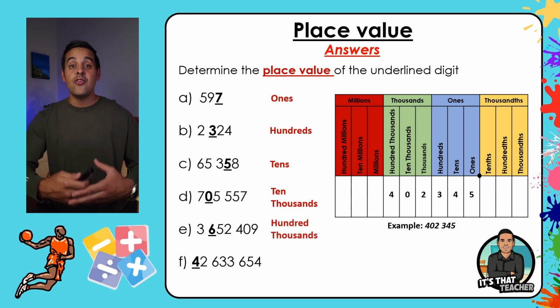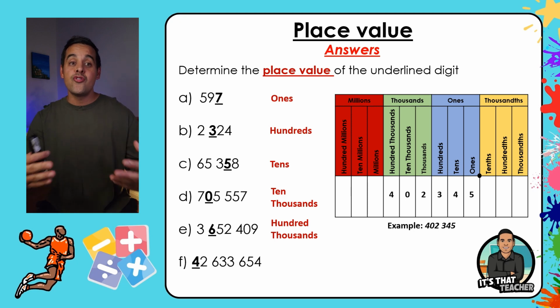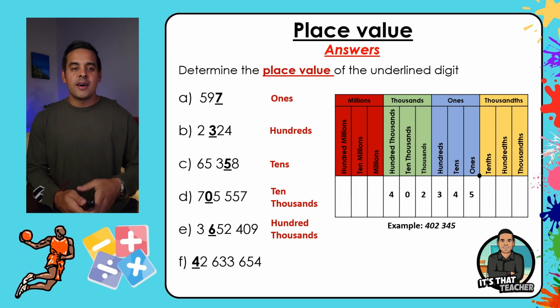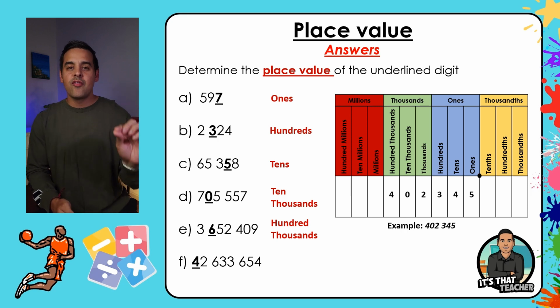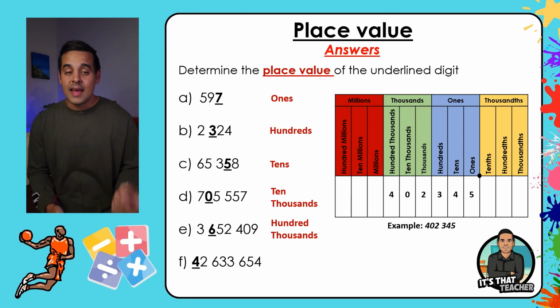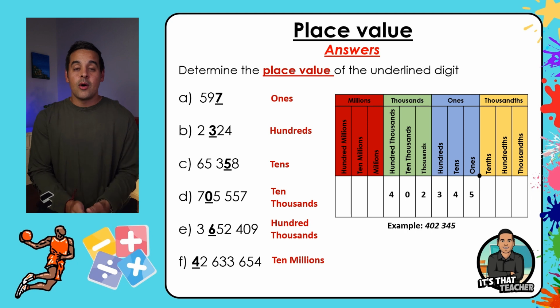E would be in the hundreds of thousands column because it goes 3,600,000, 52, etc. And finally, F, 42,633,658. So the 4 would go in the tens of millions column. So hopefully you have nailed that.